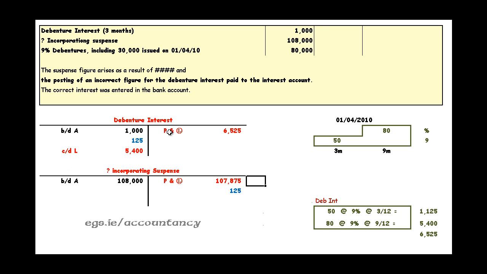For our final accounts and balance sheet, we have two entries in the final accounts: debenture interest expense, and whatever expense account the suspense was incorporated into. And for the balance sheet, a current liability from the debenture interest account.